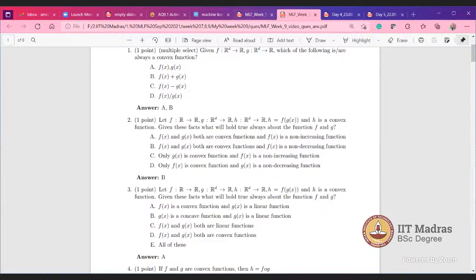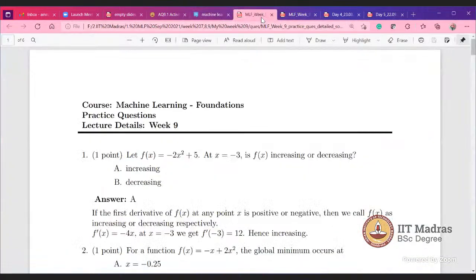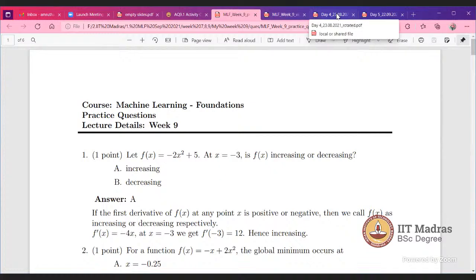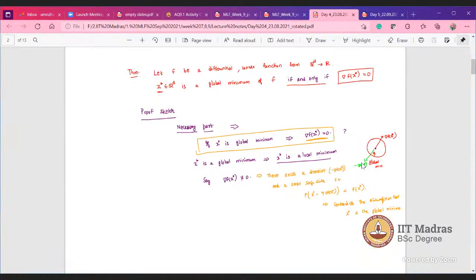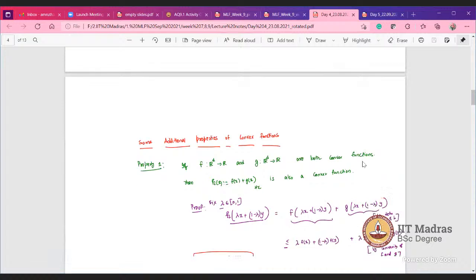Sir, in the lecture, G being linear was not mentioned. At least in my notes, I just left it as G is a convex function from R^D to R. No, there are two conditions. You check in the lecture. One is F is increasing, and the second one is G is linear.